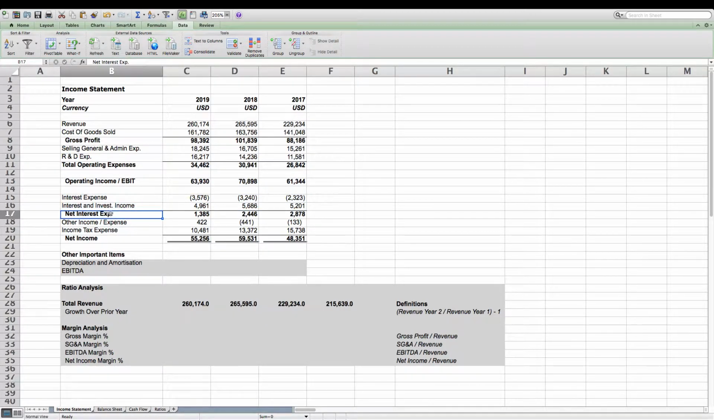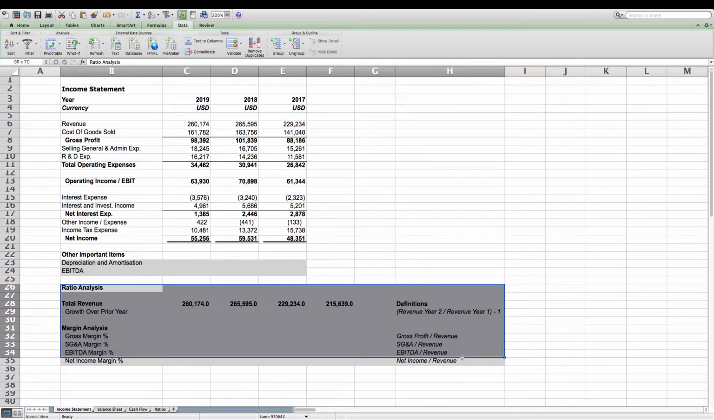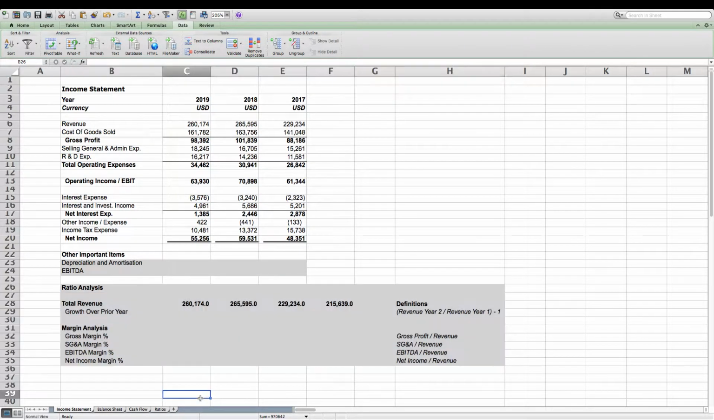Effectively, this net interest expense is helpful in calculating some of the credit or leverage ratios, which we will talk about in the next video. Okay, so with that being said, let's look into the calculation of some of the ratios on this spreadsheet. Here I've created this table called the ratio analysis table, and this is where we're going to be doing some of the computations.